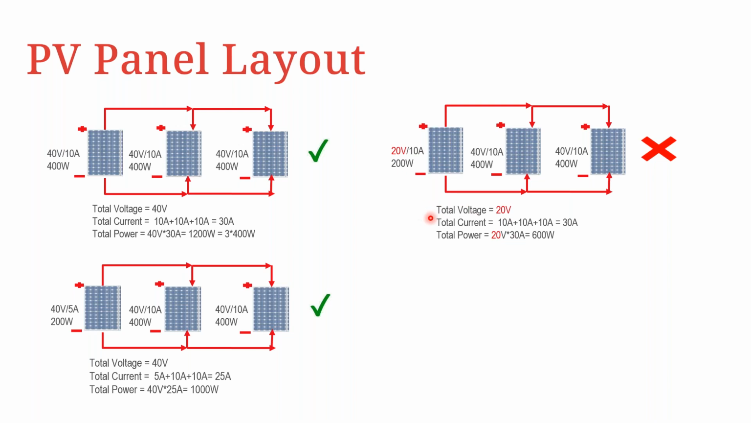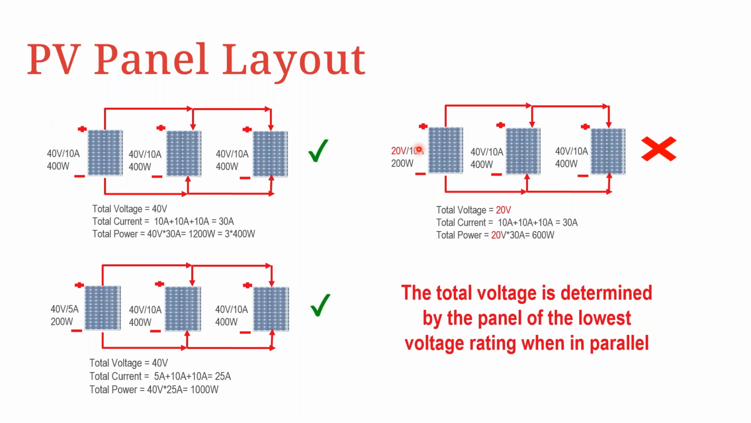So our total voltage is only 20 volts, but our current again is 30 amps, because it is 10, 10, and 10. So our total power is 20 volt by 30 amp, which is 600 watts. What it effectively means is that we have derated these 400 watt modules down to the current rating or voltage rating of the 200 watt module in the string. So again, the total voltage is determined by the panel of the lowest voltage rating when in parallel.